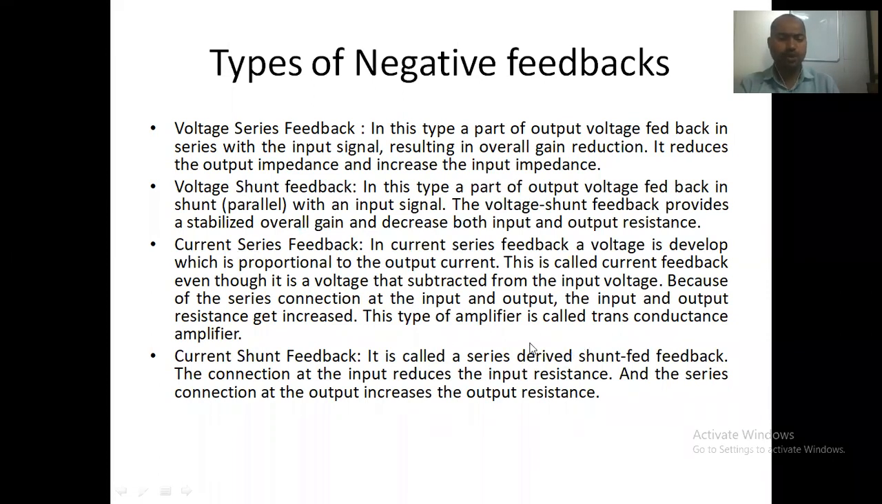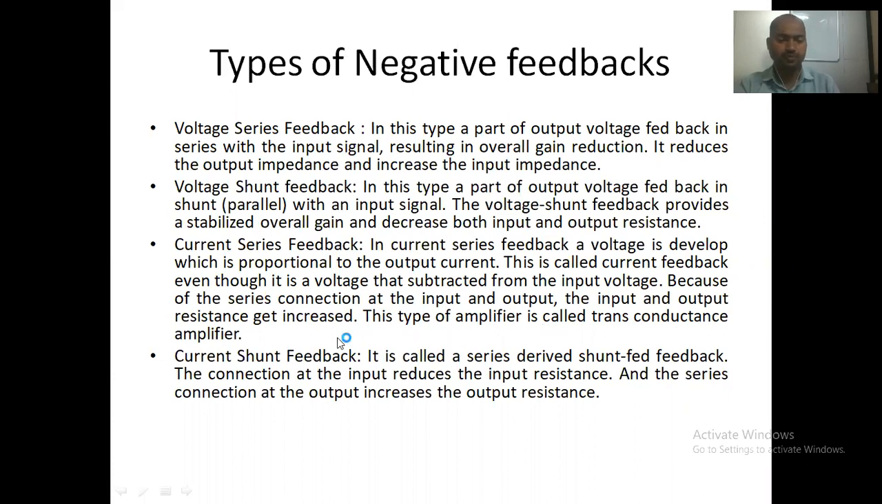That's why the input and output impedance coming with respect to the current series type of feedback should be enhanced, that is, increased, right? This type of amplifier is called a transconductance type of amplifier, right? Transconductance indicates that it is the opposite of resistance.